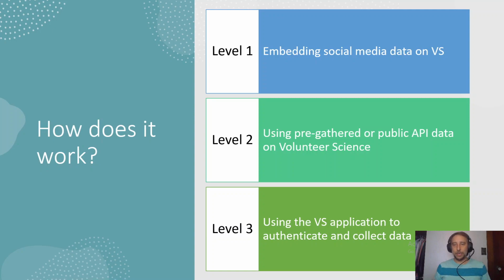And lastly, level 3 access is using the volunteer science application to authenticate and collect data. So volunteer science has applications on Instagram, Facebook, Twitter. If there's a social media platform that you want us to have access to, let us know. But what you're doing is you are using that authorized application to request data from a participant, and then using that application to query the social media platform's API to get that data. Again, I'll show you what that looks like and how that works in this workshop.